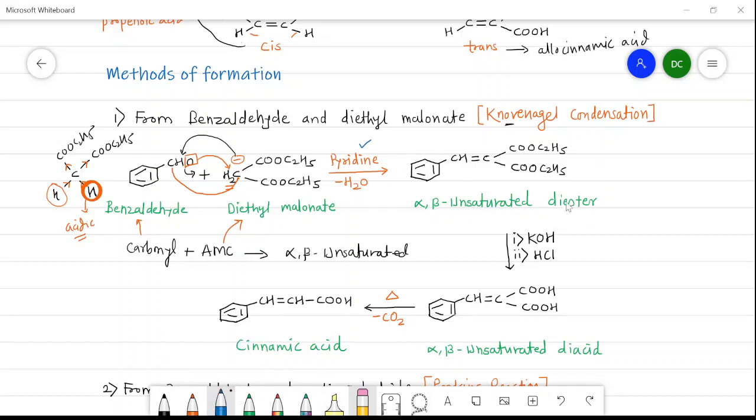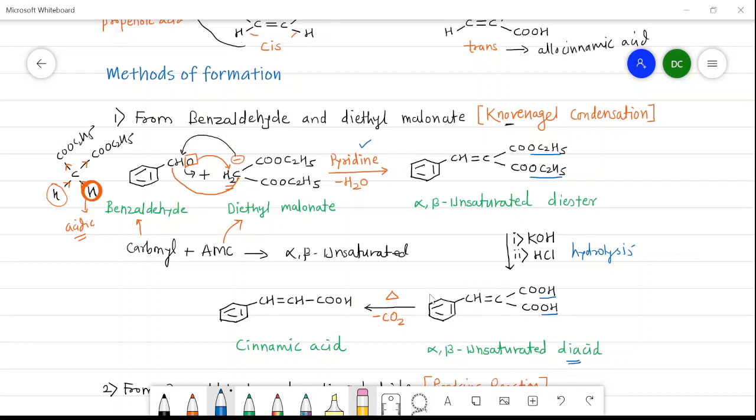In the second step, when this diester is hydrolyzed in presence of KOH and HCl, look at the change where it occurs. The OC2H5 group, or OC2H5 group, is changed into OH and OH. It is called hydrolysis of ester in presence of KOH and HCl. So it is an alpha beta unsaturated diacid.